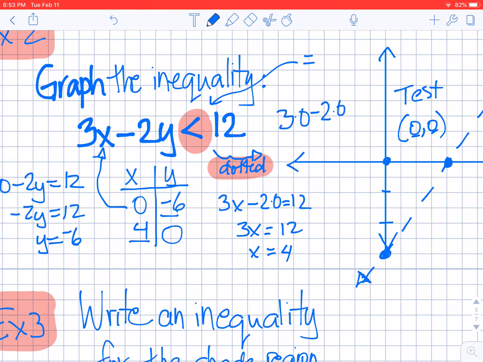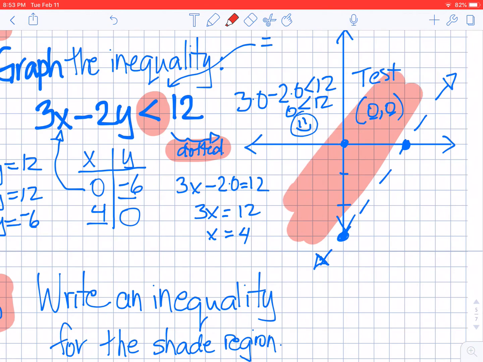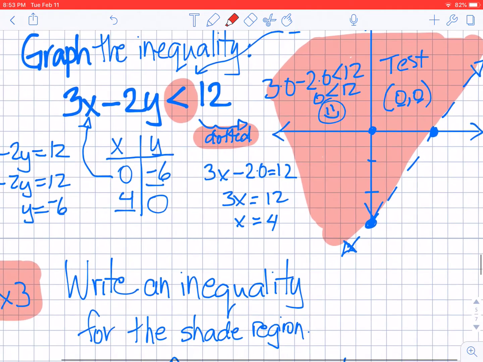2 times 0. Is that less than 12? And we certainly would say that that is true. 0 is less than 12. So because this dot is true, it satisfies the graph, then we will shade the upside. Yeah? So take your marker and shade that area. That is the shaded portion of my graph, that all the points in that region will make the inequality statement true.